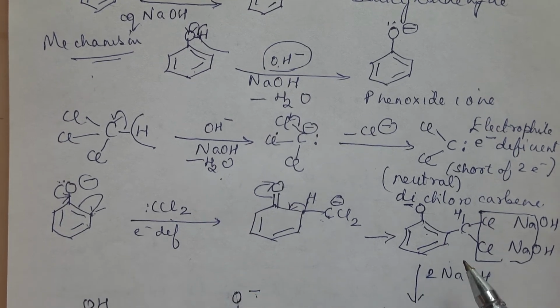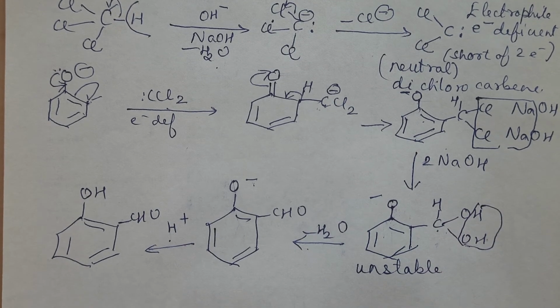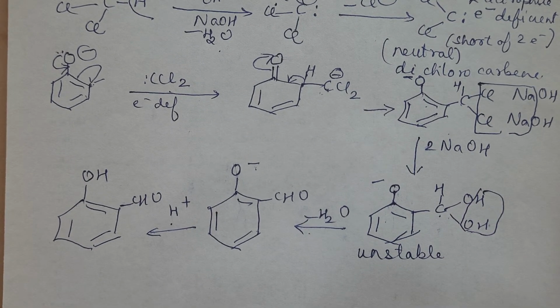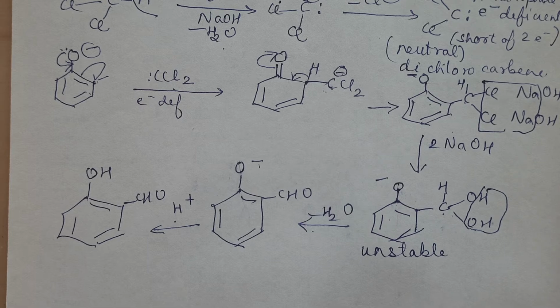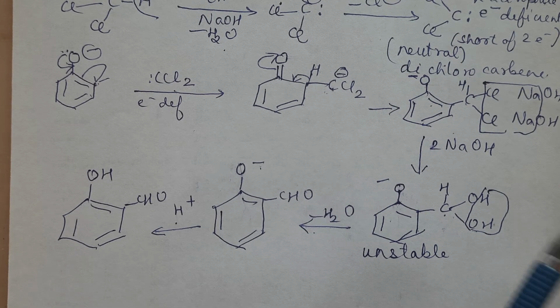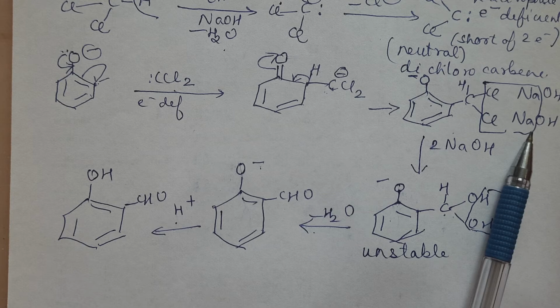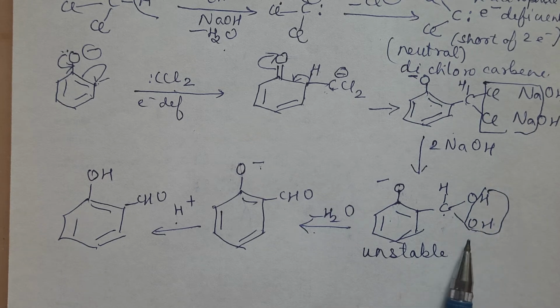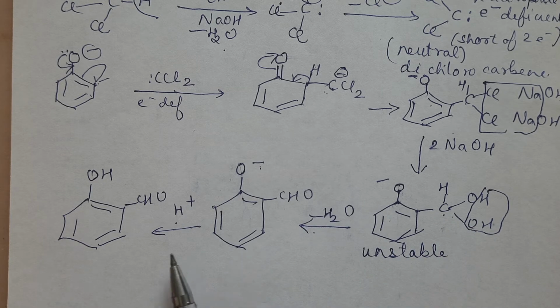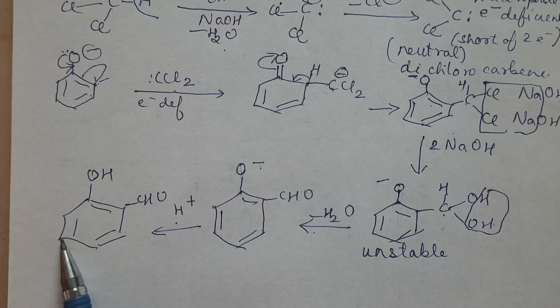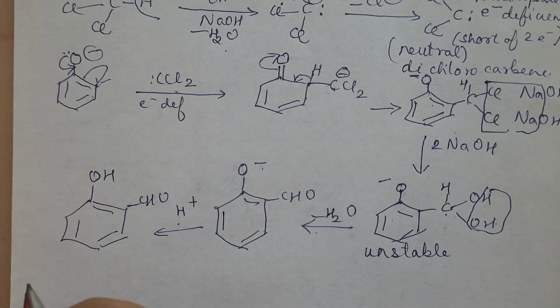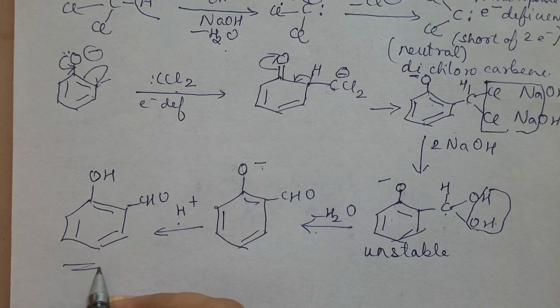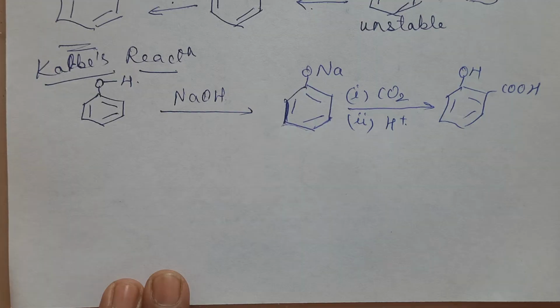Further, it is hydrolyzed in the presence of base. When it is hydrolyzed in the presence of the base NaOH, on this carbon you will have two OH groups, which is not stable. It will liberate a water molecule. You will get this, and in the presence of H plus you will get finally salicylaldehyde. Okay, this is the final product, salicylaldehyde. Clear? Important reaction of phenol.